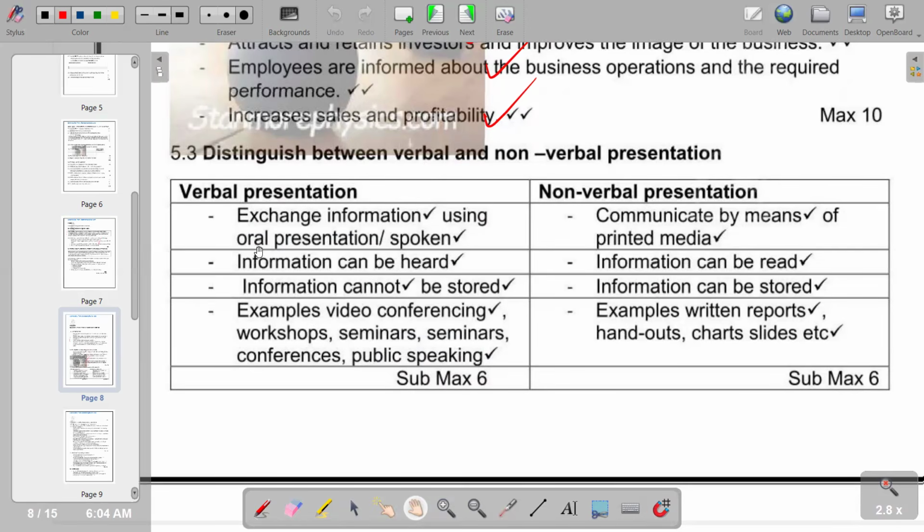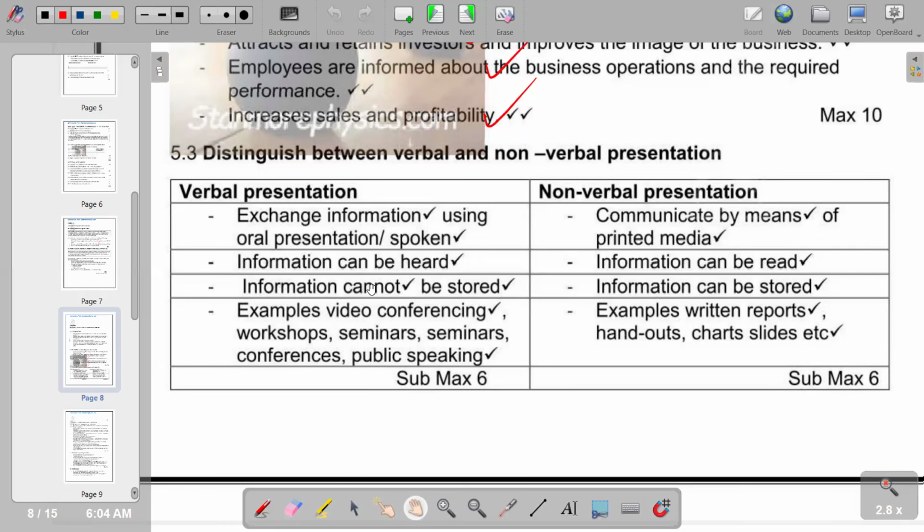Under verbal presentation, we are saying it is the exchange of information using oral presentation or spoken, using word of mouth. Whereas non-verbal presentation communicates by means of printed media. Then we've got information can be heard under verbal presentation, whereas under non-verbal presentation, information can be read. So basically, non-verbal, we are explaining it as written communication. Then in verbal communication, information cannot be stored, whereas information can be stored in non-verbal presentation.